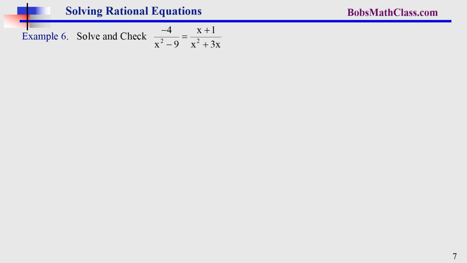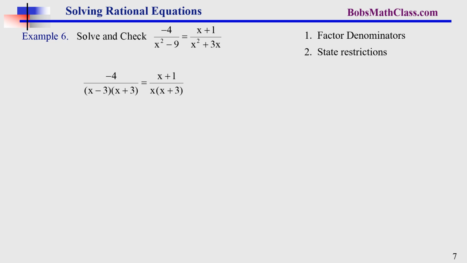And how about the denominator on the right, x squared plus 3x? It has a GCF of x, so factor out an x. And that's x times x plus 3. So we have factored both denominators. Now we can state our restrictions and find the LCD.